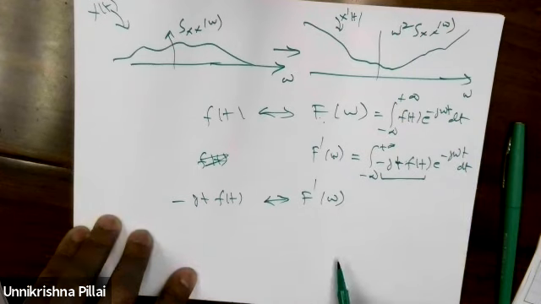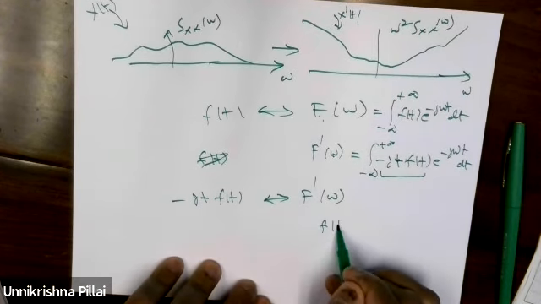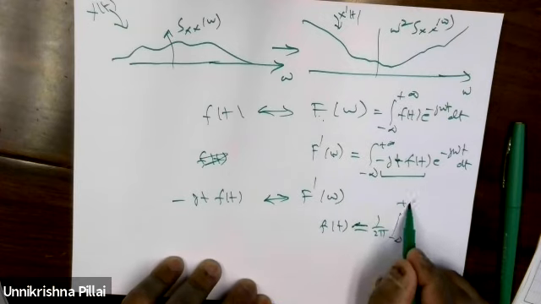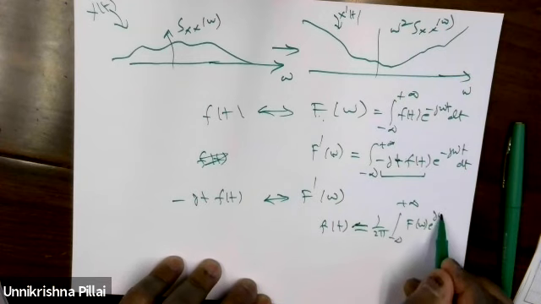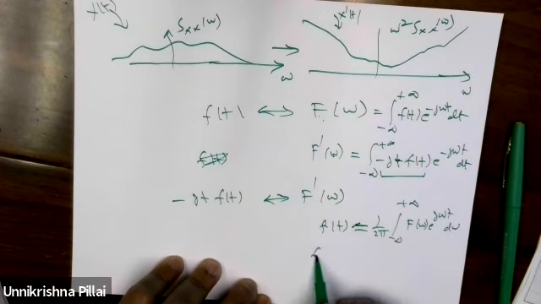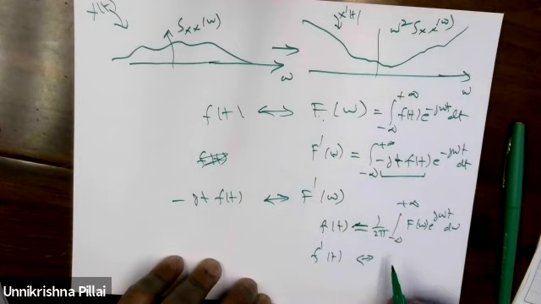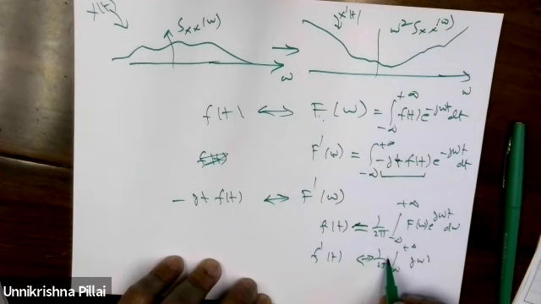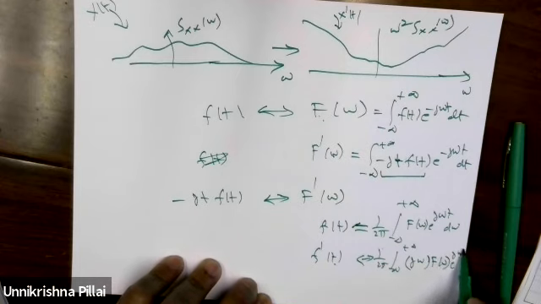The transform of minus jt f of t is F prime of omega, right? And similarly, if you look at the inverse transform, f of t is 1 over 2 pi times the integral of F of omega e raised to j omega t d omega. So I take the derivative here with respect to t on both sides. I get 1 over 2 pi, and j omega F of omega e raised to j omega t d omega. So this is the transform of f prime of t.